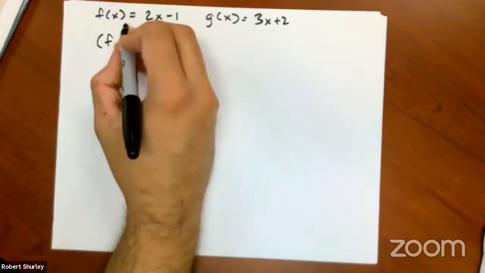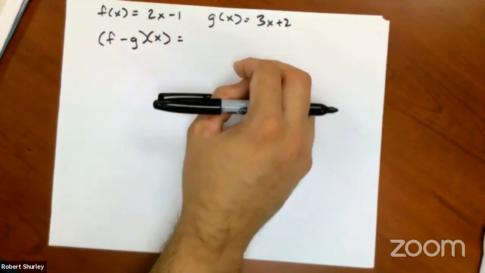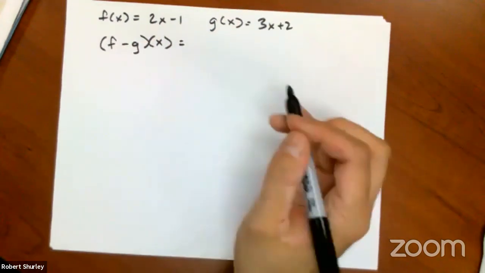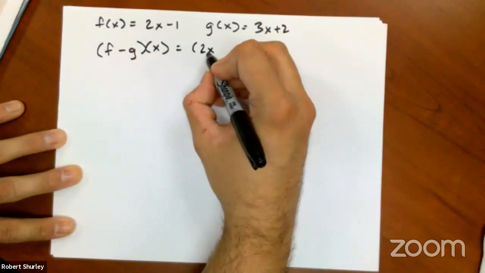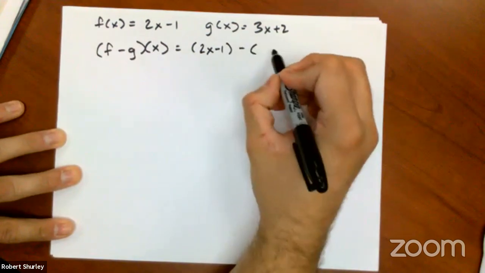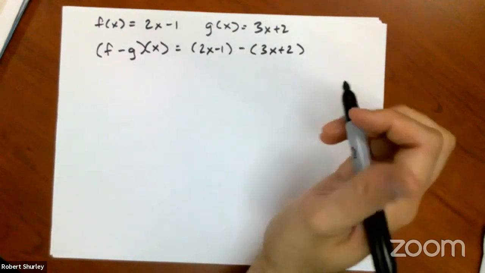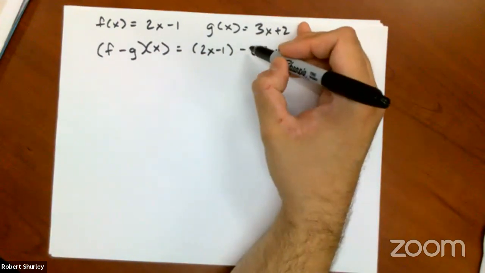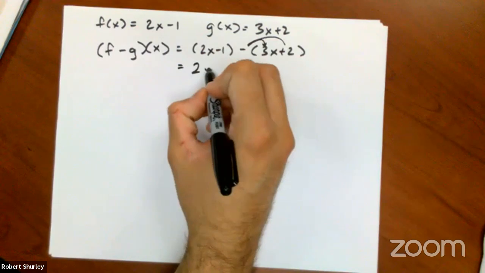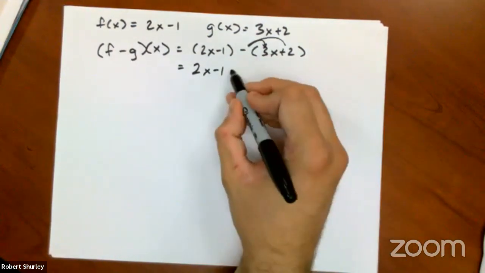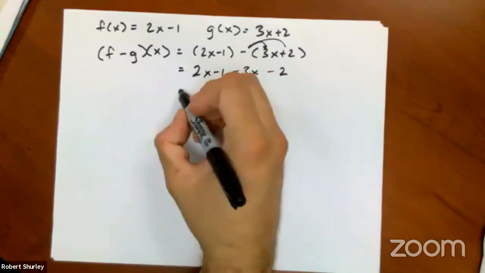To notate that, we'd say f minus g of x, right? Order matters, so we're going to have to write these out accordingly. So the f goes first, so 2x minus 1 minus 3x plus 2. So you've got to distribute the negative here to get rid of the parentheses. So this winds up being 2x minus 1 minus 3x minus 2.